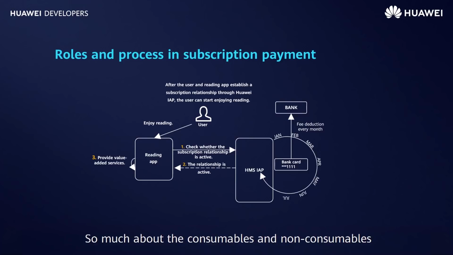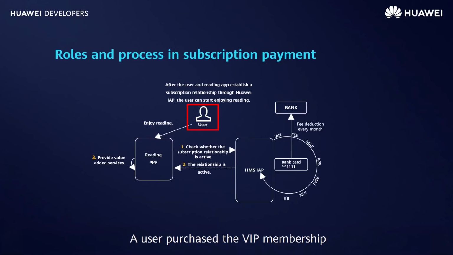So much about the consumables and non-consumables. Let's move on to the subscriptions. Here is a typical subscription handling process in IAP. A user purchased the VIP membership of a reading app one day. The developer calls the IAP functional interface to check whether the subscription relation of this user is activated.